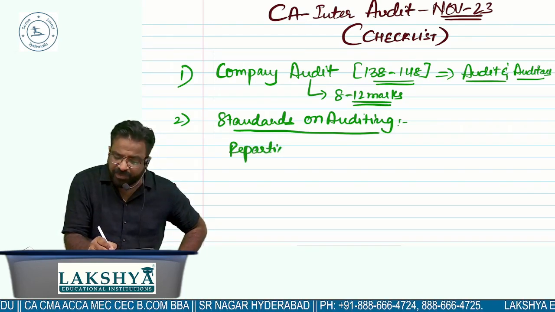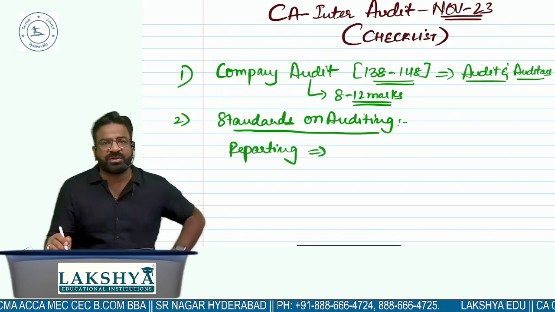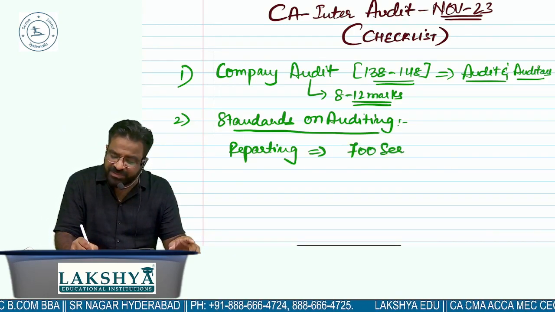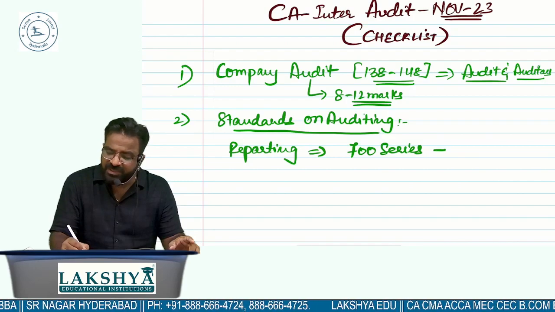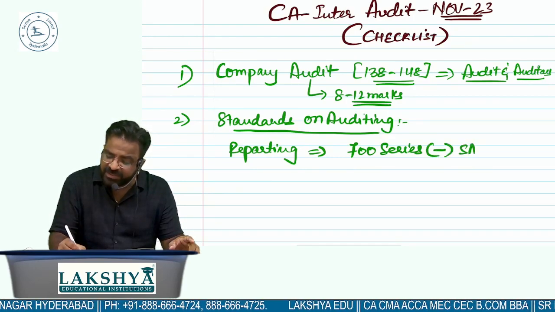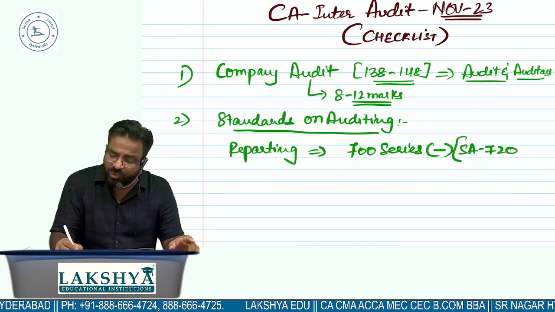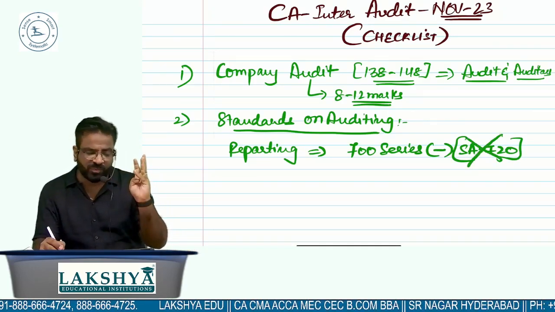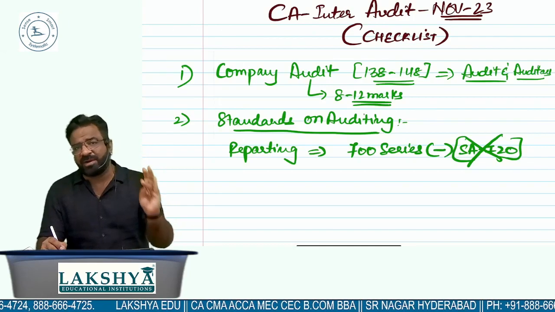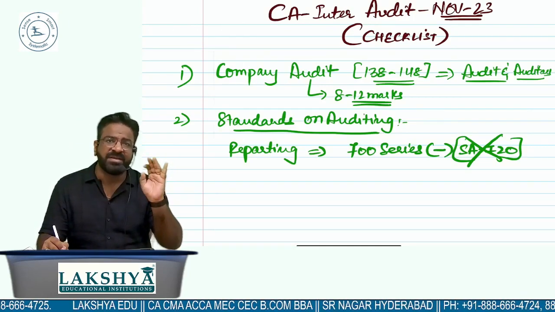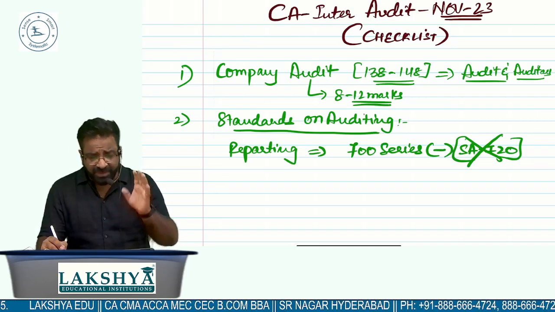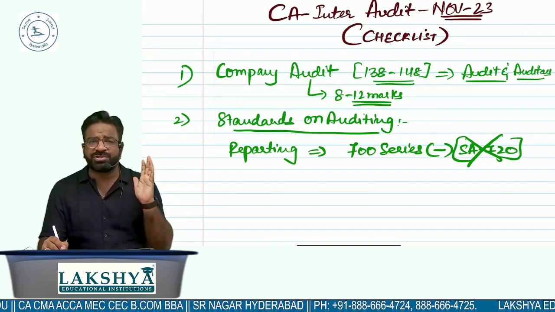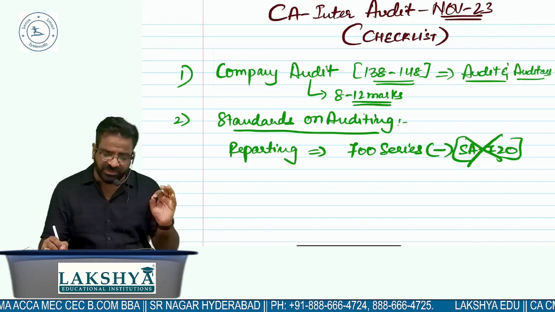After doing the company audit, the very first chapter which you need to start is reporting. If I'm saying 700 series, I'm talking about the 700 series where you don't have SA 720. So don't by mistake do 720. 720 is not there in your portion. So 700 is there, 701 is there, 705, 710 and 706. Remember, this reporting series is highly important. Minimum 2 questions you can expect from the reporting series only, right?